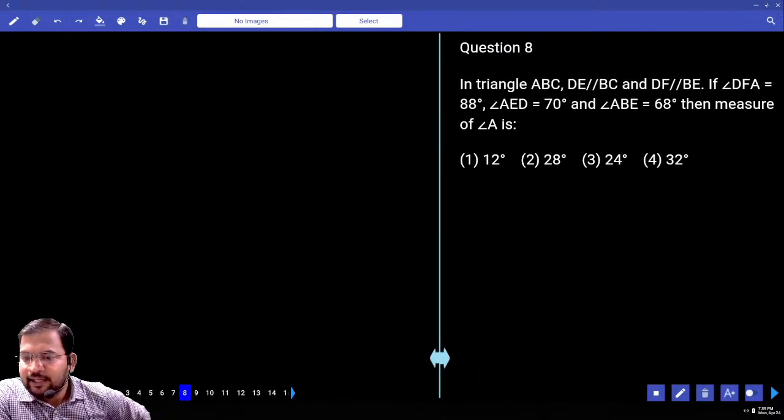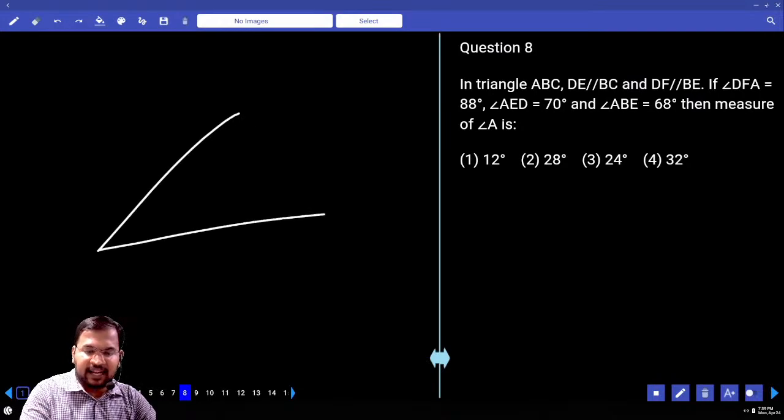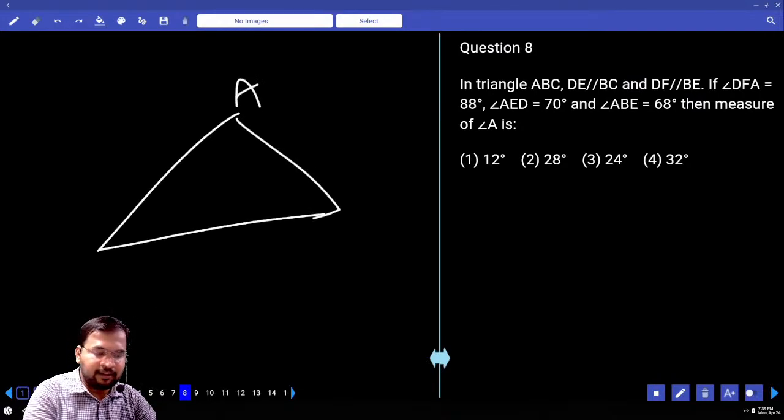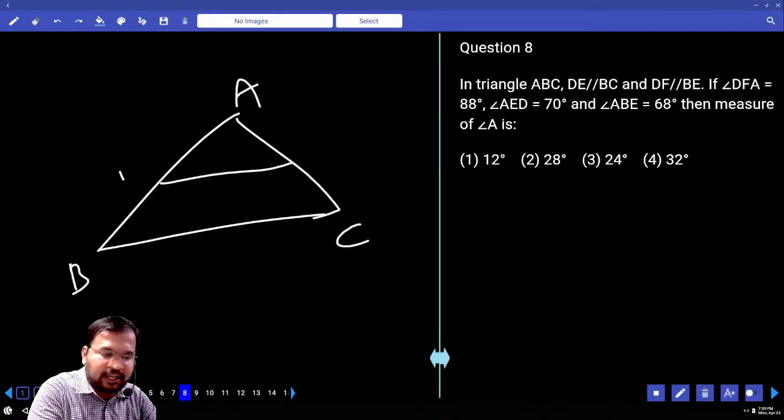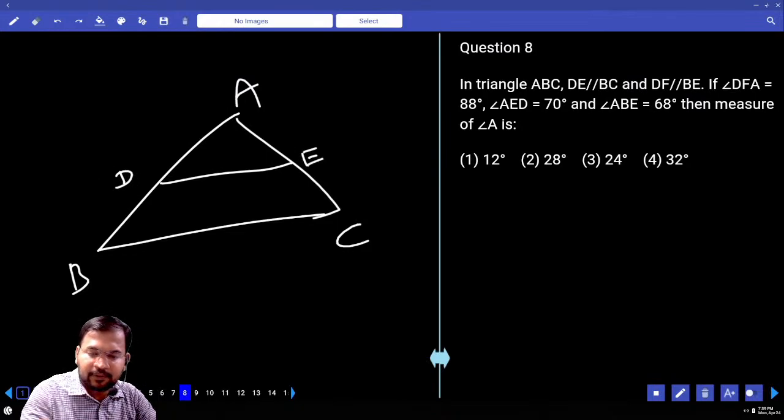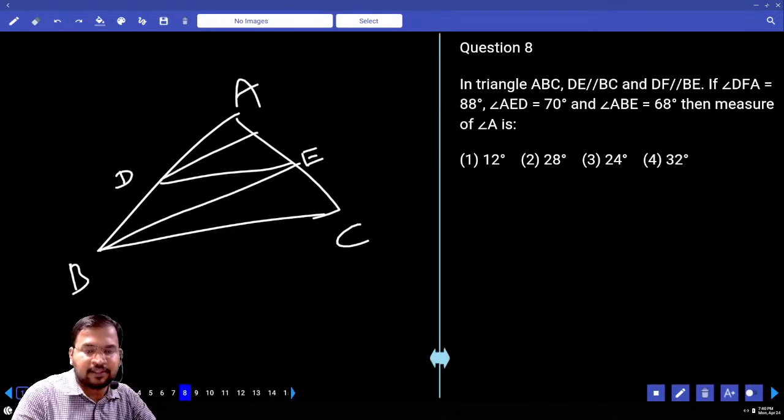Next, in triangle ABC, DE is parallel to BC, DF is parallel to BE. If angle DFA is equal to 88, angle AED is equal to 70, angle ABE is equal to 68, then find the measure of angle A. So take triangle ABC. DE is parallel to BC. Next, DF is parallel to BE. If you extend this one like this, are you clear? These two are parallel lines.